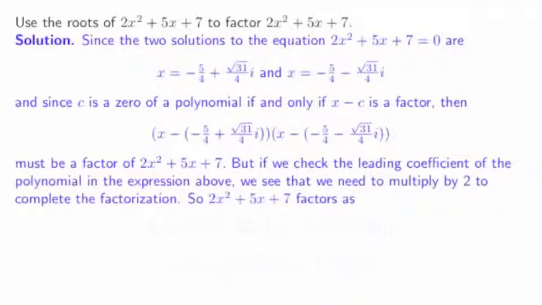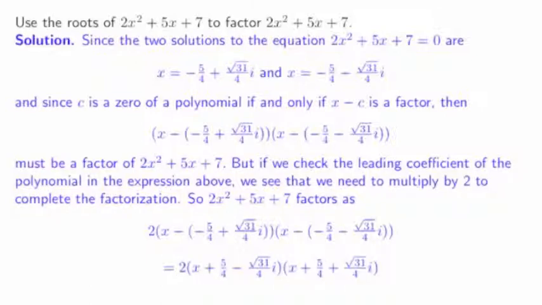2x squared plus 5x plus 7 really factors like that. We've multiplied by 2 to fix the leading term and make sure we really get a full factoring. So there's the factoring of 2x squared plus 5x plus 7. In the next presentation, we explore the algebra and geometry of complex numbers.